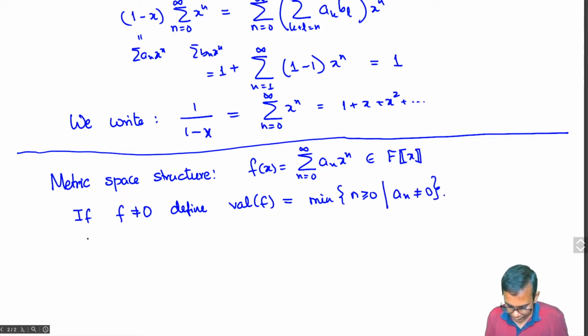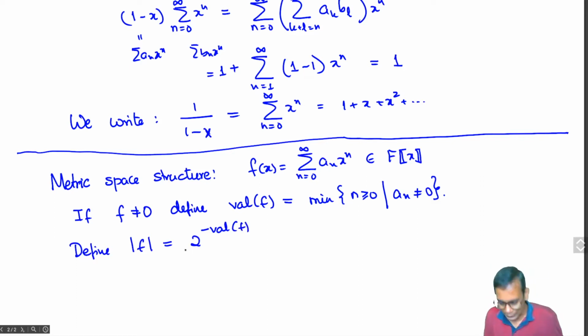And then you define the norm of f to be 2 to the power minus valuation of f. You have taken 2, but you can take any real number strictly greater than 1, and it will give you an equivalent metric, in the sense that the notions of convergence will be the same. But for simplicity, we'll just take 2. If you want, you can take e. That's another common choice.